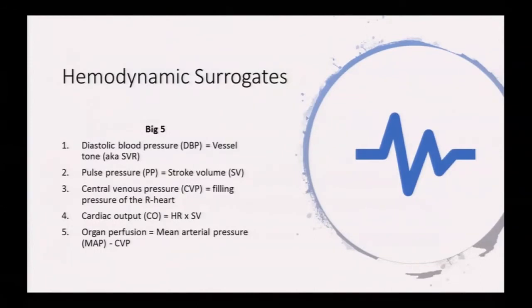Your central venous pressure is the downstream pressure to venous return. This is the filling pressure of the heart. Not volume. CVP is not a volume, but it is still a helpful, useful pressure that serves as a surrogate for the right heart. Your cardiac output is your heart rate times your stroke volume, and your organ perfusion is the difference between your mean arterial pressure and your CVP. If you don't remember any other ones, remember that organ perfusion is reflected as the difference between your mean arterial pressure and your CVP.